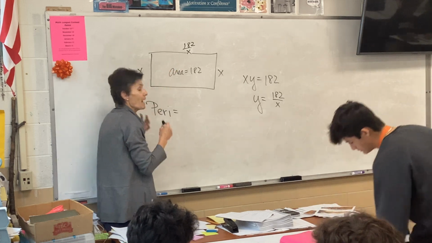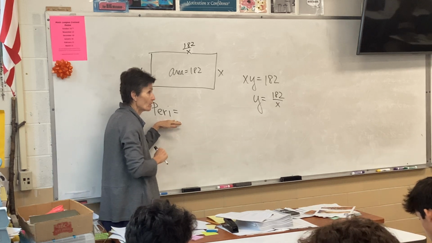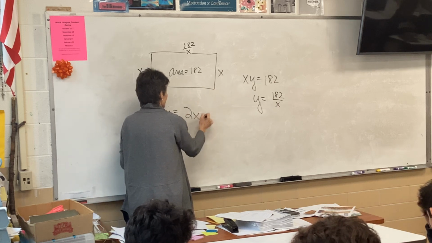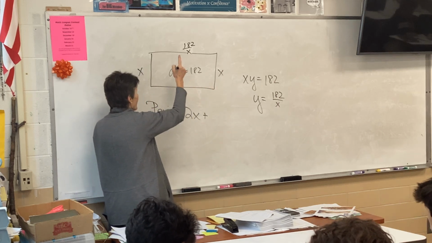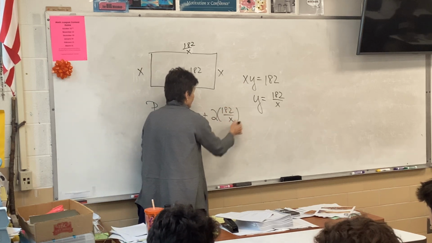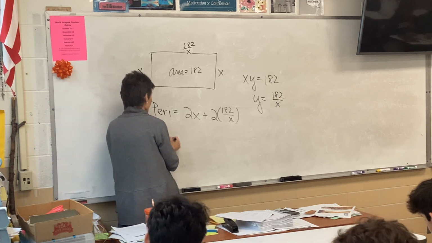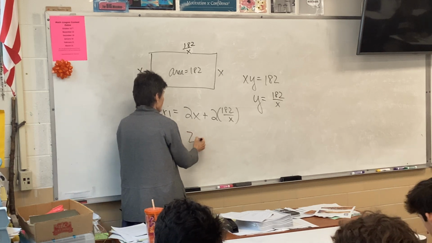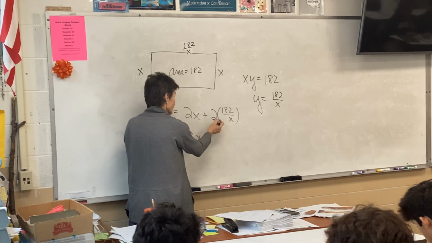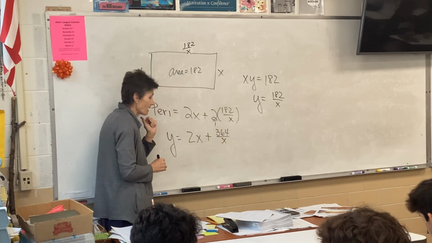So now I'm going to add up all the sides, because my job was to write an equation for the perimeter. So I have two x's, and I have two of those. Would you agree? So my perimeter equals 2x plus 364 over x. Watch my arithmetic, is that right?